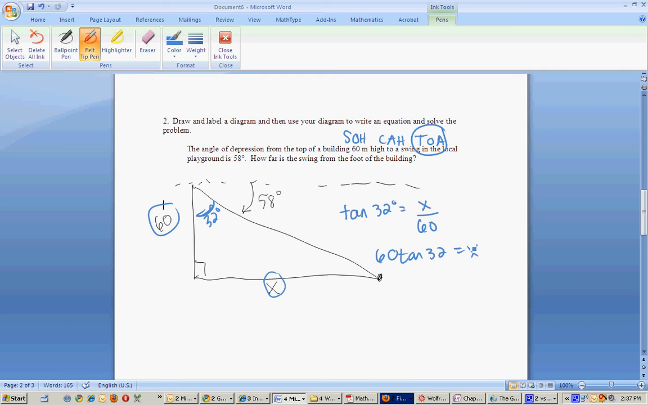Now I'm just going to plow that into my calculator. 60 times the tangent of 32. And I'm going to get that x is approximately 37.4921611, or 37.5 meters to 3 significant figures. Okay. Those two problems didn't seem so bad. Let's move on to problem number 3.